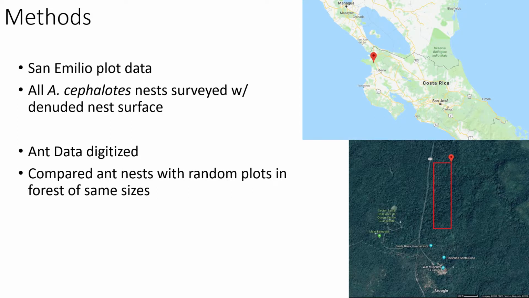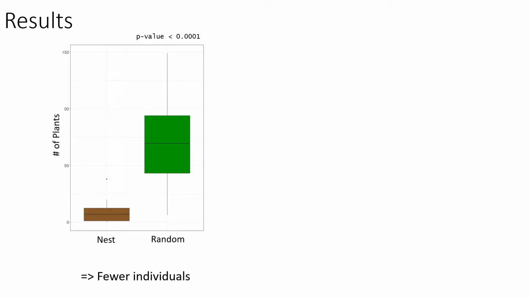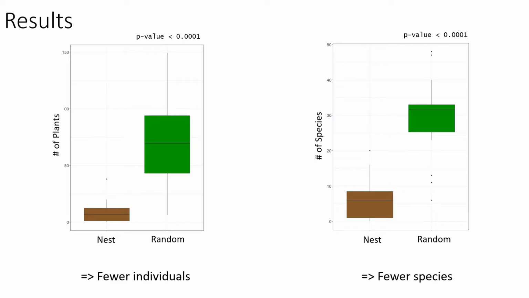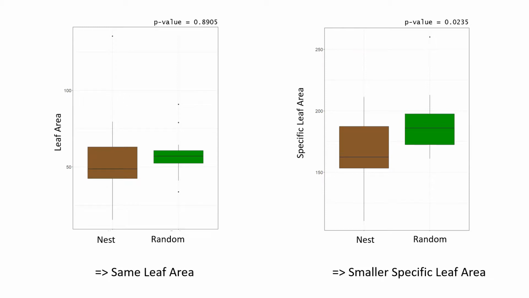So I looked at that in a plot in the Costa Rican deciduous dry forest. And here I compared trees that are growing on the nests versus growing somewhere in the forest on a random plot. And you can see that, of course, there are fewer numbers of plants growing on nests, which is expected, and also the species number is lower. There's no difference between the size of leaves between plants that are growing on the nest versus off the nest.